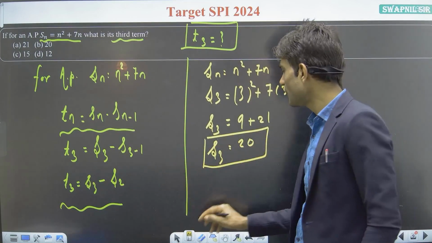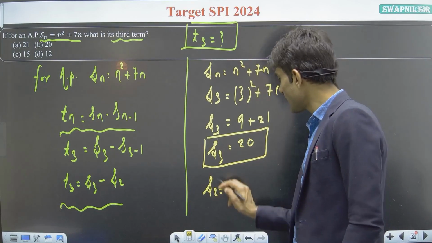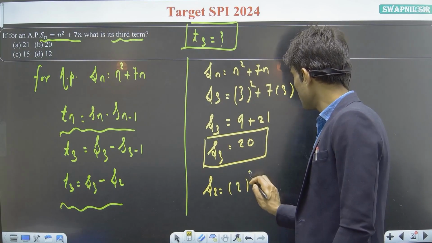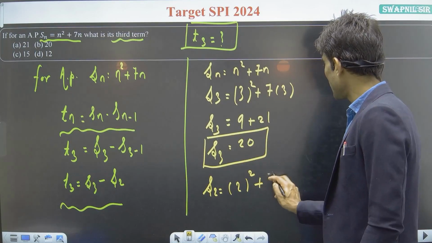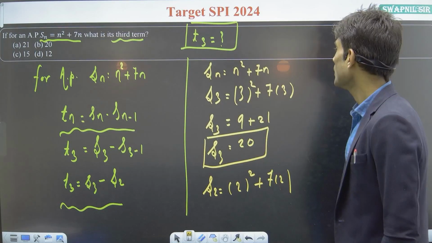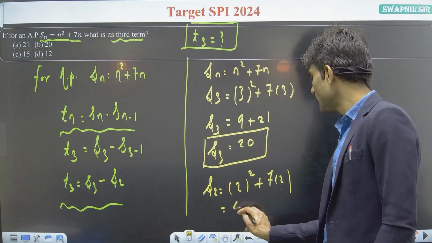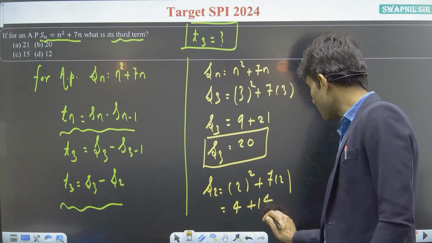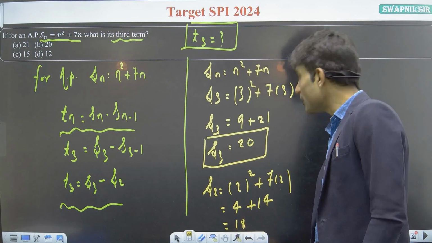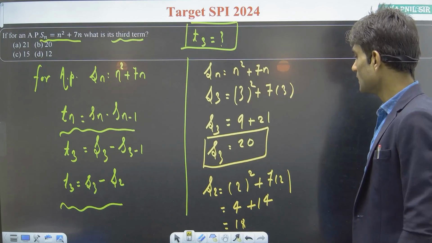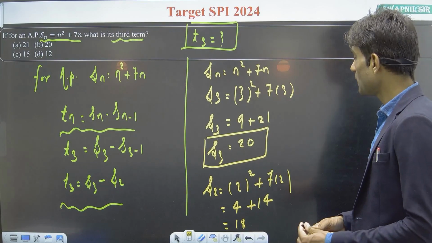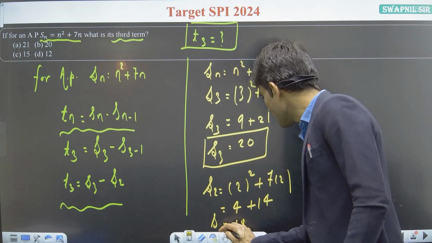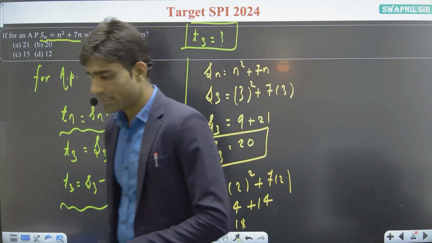Again, we want the sum of 2 terms, S2. Replace n with 2. S2 is 2 square plus 7 times 2. 2 square gives us the value 4, and 7 times 2 is 14. 4 plus 14 gives us the value 18. So the sum of 2 terms, S2, is 2 square plus 7 times 2, which is 18.